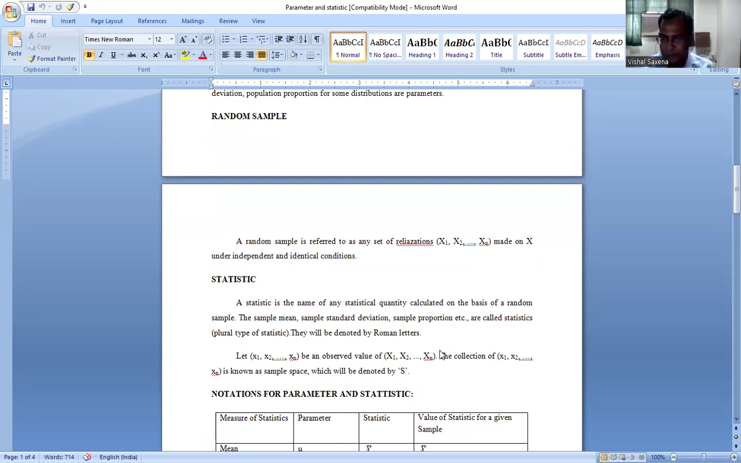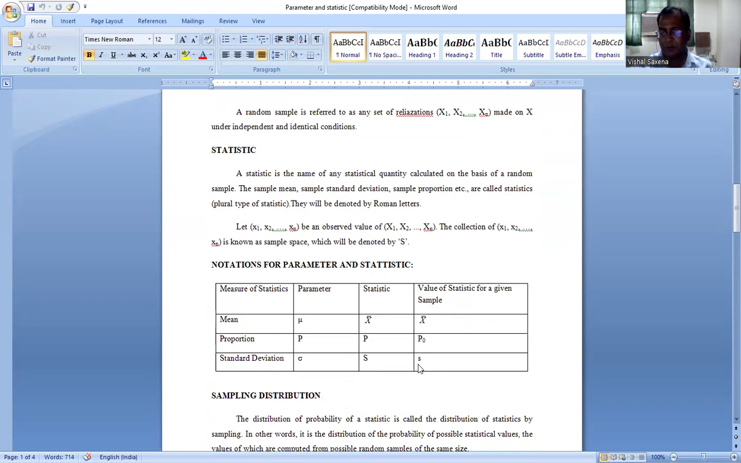We can see these examples here: sample mean, sample standard deviation, and sample proportion. These are called statistics, the plural of statistic. They will be denoted by Roman letters. Let small x1, x2, x3, xn be the observed values of capital X1, X2, X3, Xn. Then the collection of small x1, x2, x3, xn is known as the sample space.